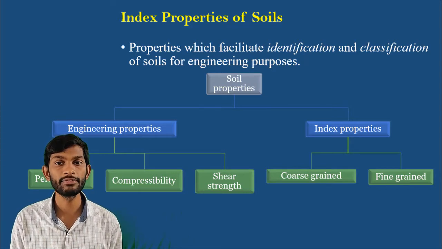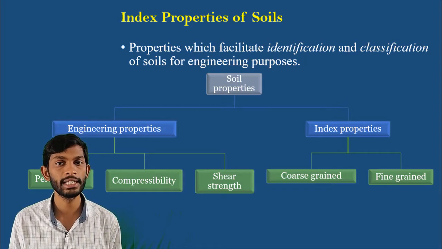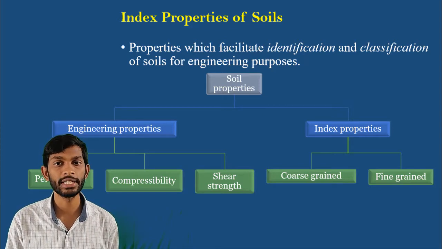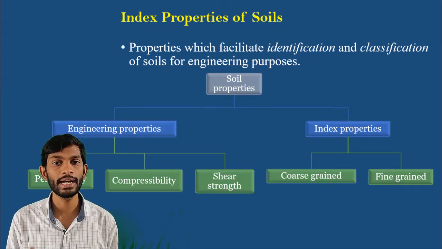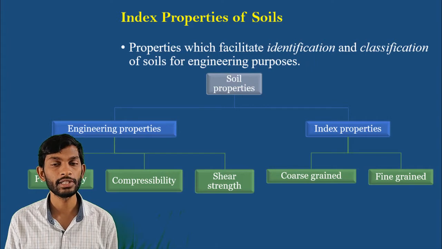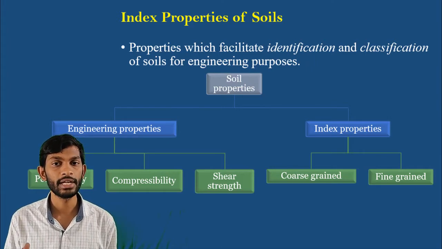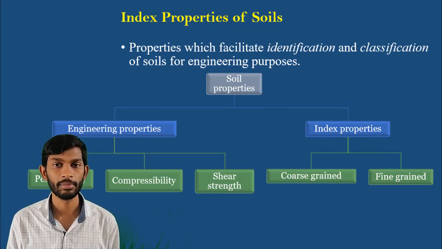Now, how did you classify these soils? How did you name a particular soil as an alluvial soil? Or how did you name a particular soil as a glacial soil? It all depends on the properties which are exhibited by that particular soil. So, in order to identify or classify the soils based on the properties, when you are classifying any soil based on identification and classification, such kind of properties are called index properties.